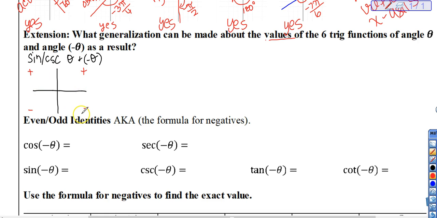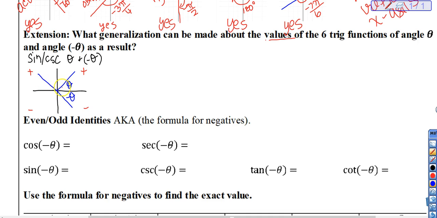In Smart Trig class, we have our mnemonic to help us remember that. So positive in your upper quadrants and negative in your lower quadrants. If I put theta up here, sine is positive, right? If I put negative theta down here, sine has a negative value, right? So sine is positive, and reflected across the x-axis it is negative.